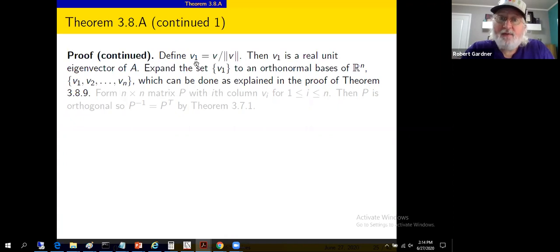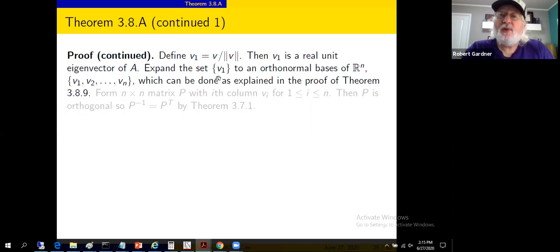So anyhow, this V1, it's a unit vector. It's also an eigenvector. What we're going to do is take a set consisting of just this one unit vector and expand it to an orthonormal basis of Rn, say V1 through V sub n. We did this, I guess, in the proof of Theorem 3.8.9. The way we did it was take this set consisting of this single vector and throw in the n standard basis vectors for Rn. Now you've got a collection of n plus 1 vectors. They can't be linearly independent if they're vectors from Rn. There's one too many.